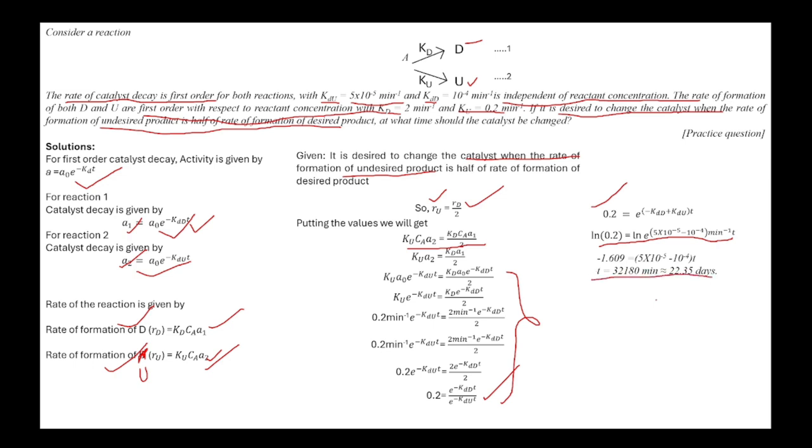This is a very good question from the GATE point of view, because GATE asks these types of questions where one quantity is half of the other or twice the other. GATE always juggles with these kinds of things.